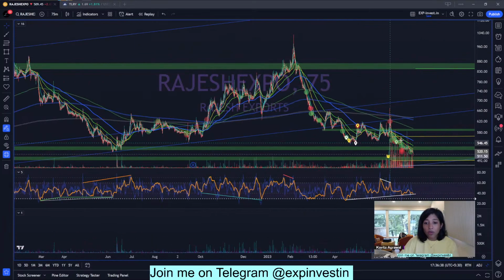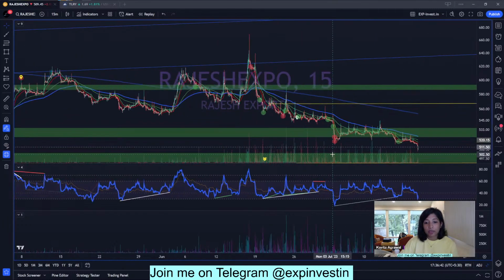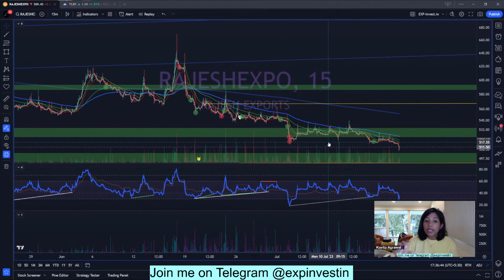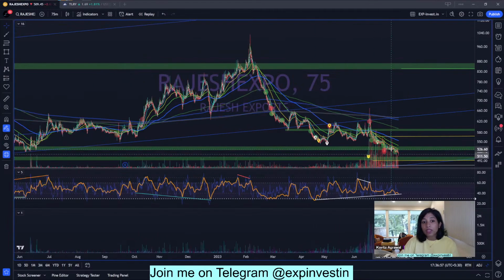Despite a very high volume, the price is not going up, but there is something that is happening in the price. And what is that something? On the days when the price is closing green, the momentum is so strong that overall it has formed what we call a positive divergence. So from a long position perspective, I think Rajesh Exports is looking very attractive here.